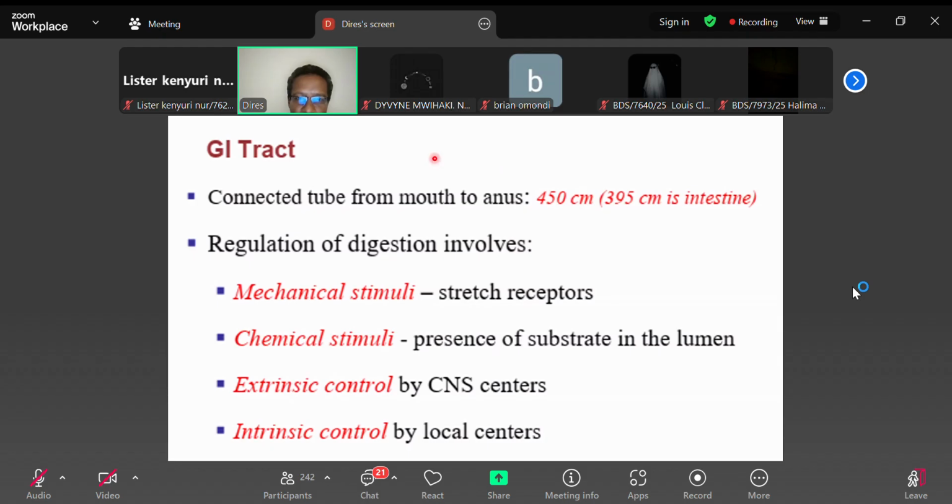All right, very good. Very good. Smell of the food, presence of the food. Very good. Yes. So, presence of the food. For example, a smell of the food, anticipation of the food, thinking of the food. All this can elicit a response. Okay? All this can elicit a response.